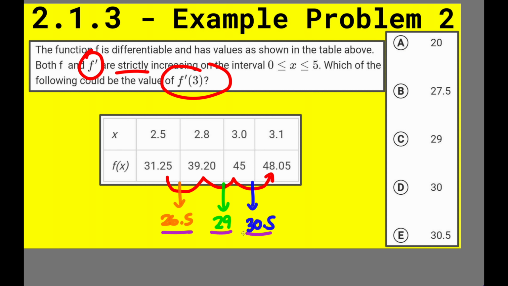It's asking what could the value of f prime of 3 be? So what could the derivative be at this point right here in between? Well, it can only be going up, so it cannot be 29, it can't be 27.5 or 20, because it has to be between 29 and 30.5. It could be 30. It cannot be 30.5 because then that's equal to it. It has to be between those two values. So the answer for this one is D.